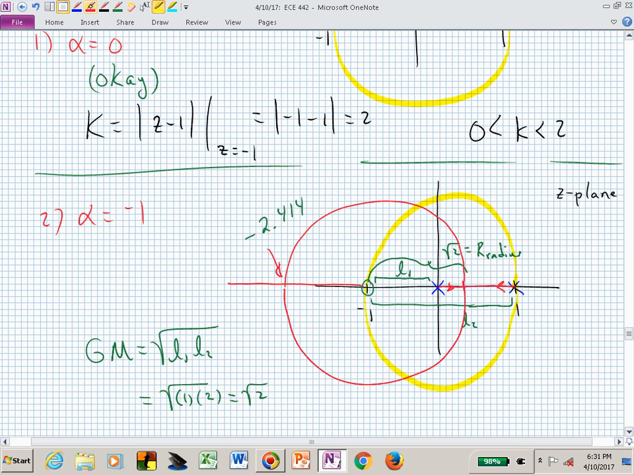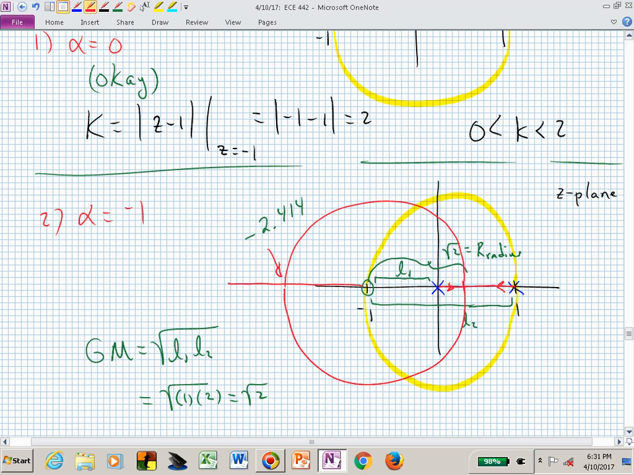Are there any values of k that allow, how many branches of the root locus do I have? How many closed loop poles do I have? How many x's do I start with? 2. So I have 2 closed loop poles. I have 2 branches. I need both of those branches to be simultaneously inside the unit circle for different values of k. Is that going to happen? At k equal to 0, I have a pole at 0 and a pole at 1. So yes, I'm starting okay.